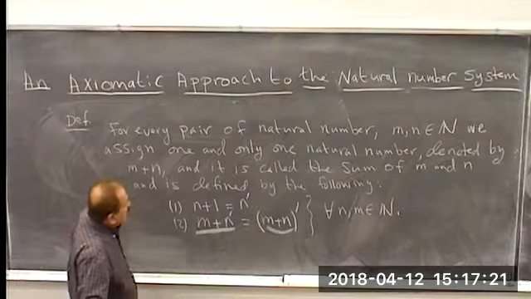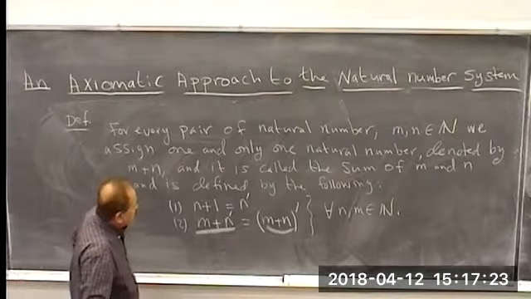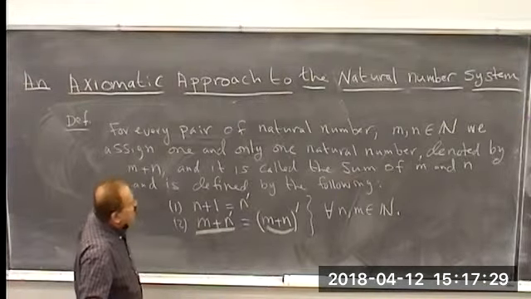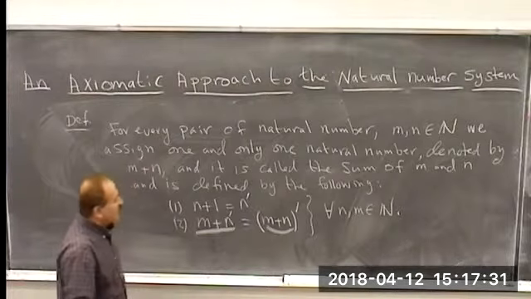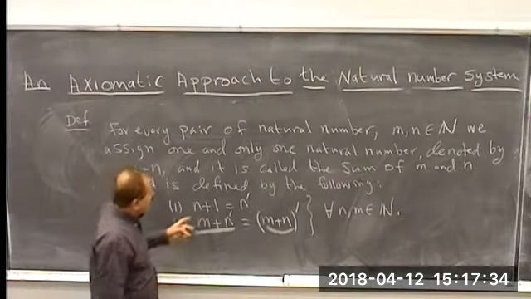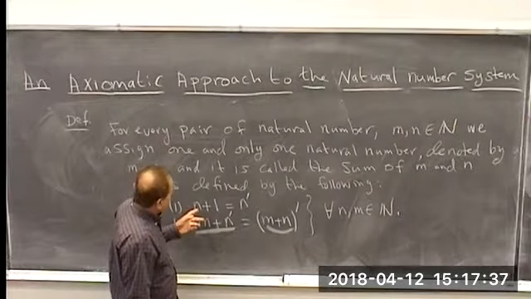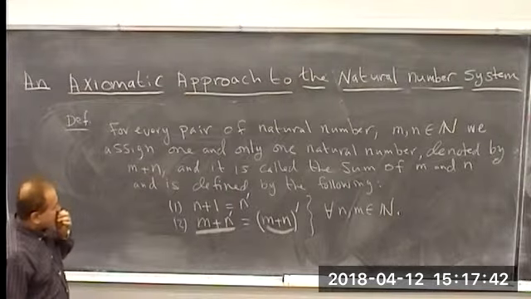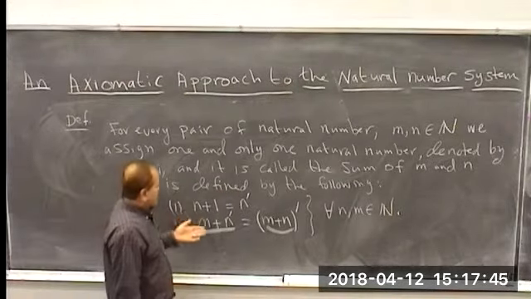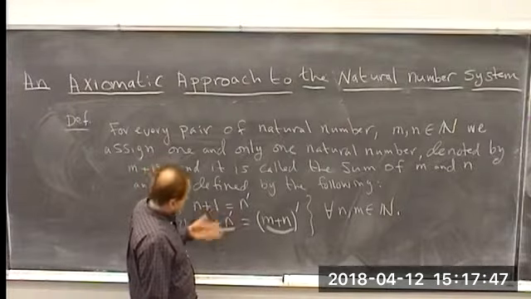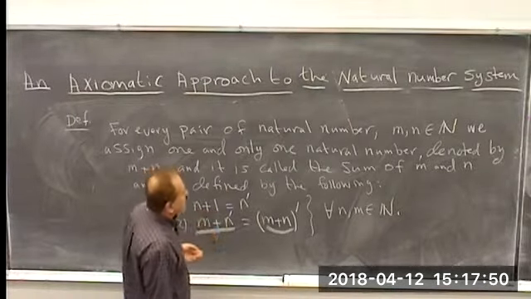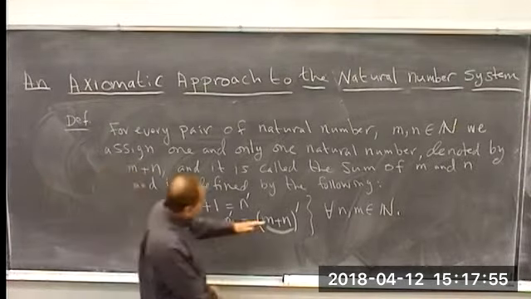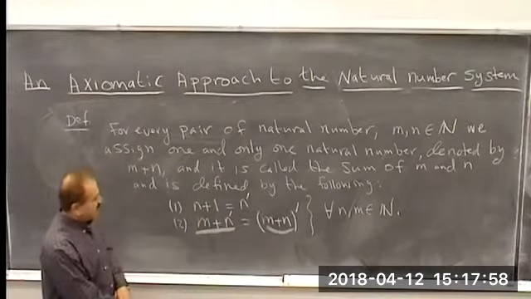Now, from the lemma, we know that every natural number is either equal to 1 or a successor of some other element. So if it is 1, you take the successor of this. On the other hand, that natural number is going to be a successor, which is n prime, and then we define that to be the successor of m plus n.